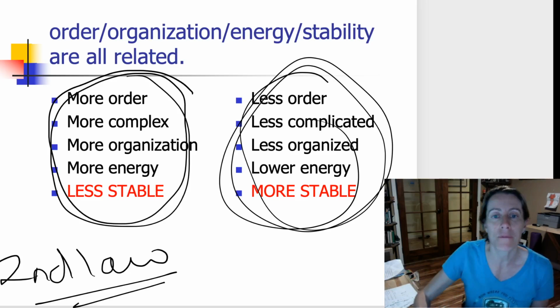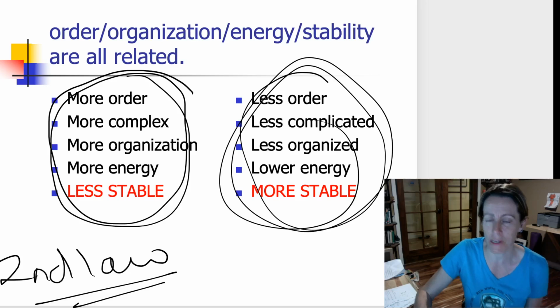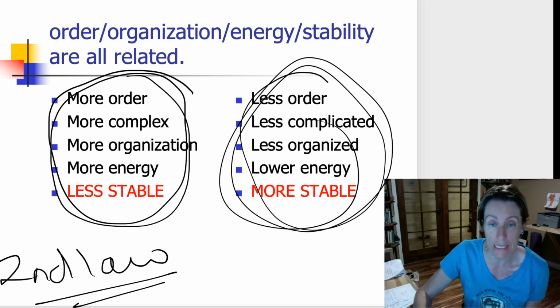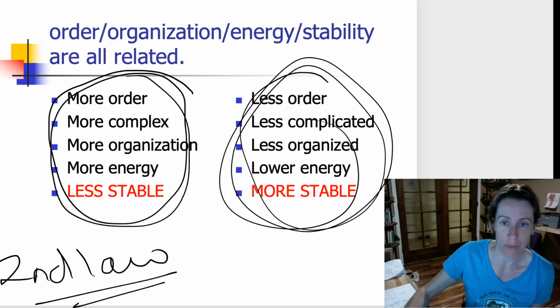So the next question is, well, how do we manage to create order and complexity when it seems to go against the second law of thermodynamics in life? Well, that's going to be the topic of the next presentation.